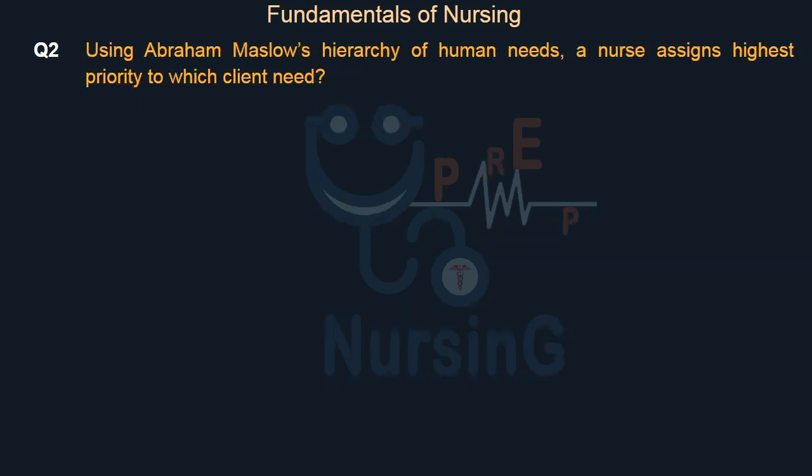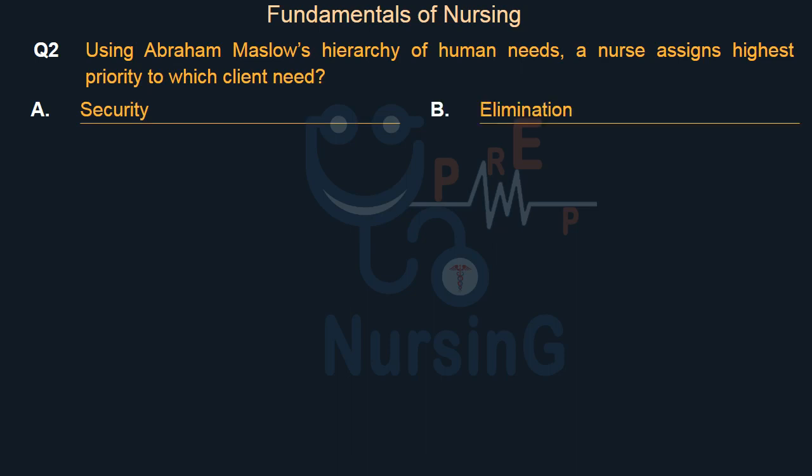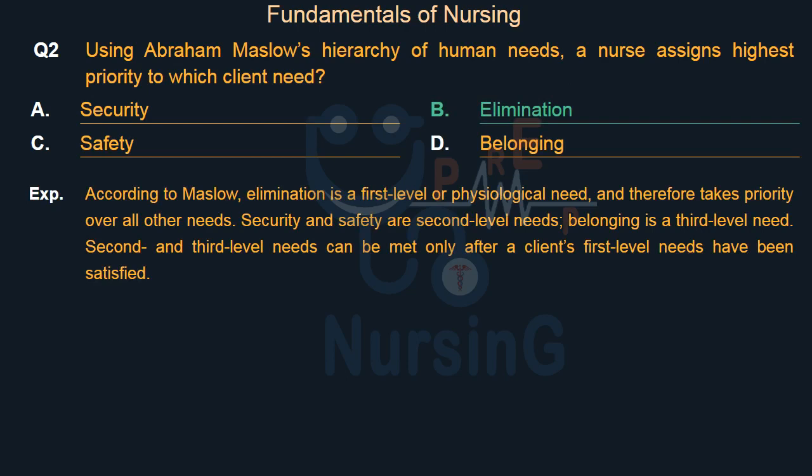Using Abraham Maslow's hierarchy of human needs, a nurse assigns highest priority to which client need? Option A. Security. Option B. Elimination. Option C. Safety. Option D. Belonging. Right answer is Option B. Elimination. According to Maslow, elimination is a first level or physiological need, and therefore takes priority over all other needs. Security and safety are second-level needs. Belonging is a third-level need.